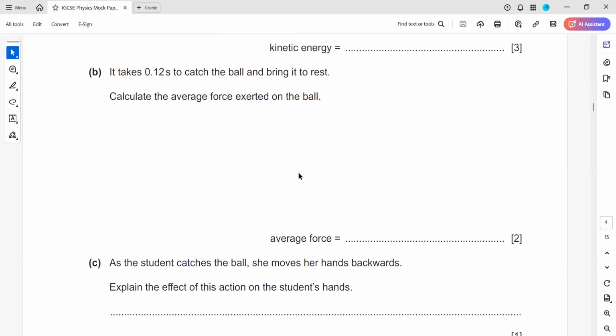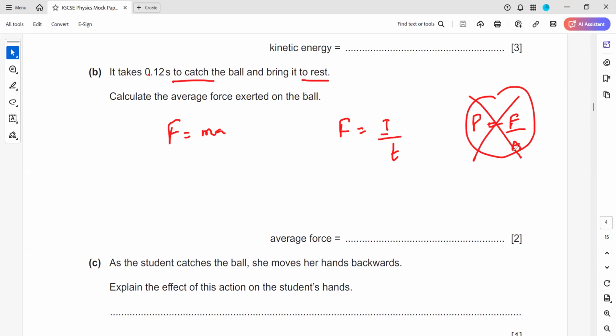It takes 0.12 seconds to catch the ball and bring it to rest. Calculate the force. So if you recall, what are the formulas of the force we can use? One formula of the force, F is equals to ma. Another formula which involves the force is impulse, which is force multiplied by time. So force is impulse divided by time. Or another formula is pressure is force acting on unit area. But here we don't have area or pressure, so we cannot use that.